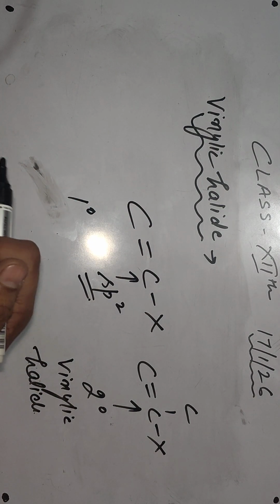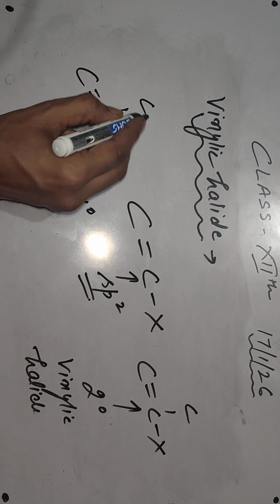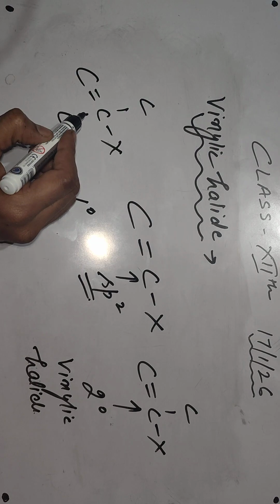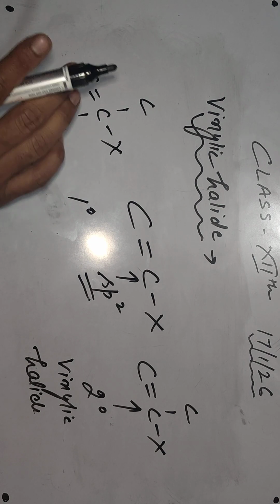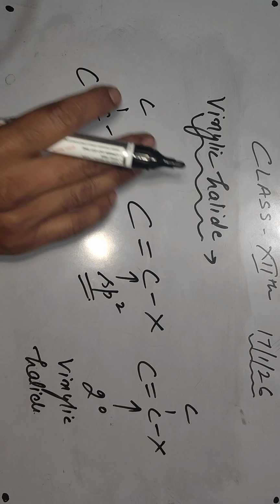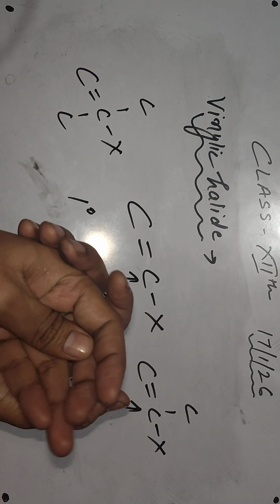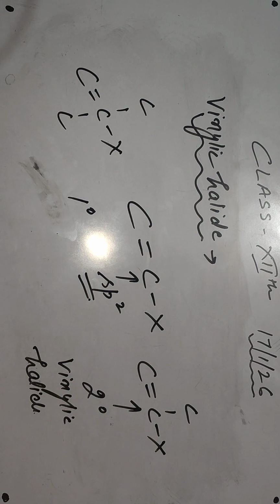If I talk about 3 degree vinylic halide, they are not possible, because to make it, I have to do something like this. You can check the carbon is making 1, 2, 3, 4, 5 bonds, which is not possible for a carbon. So vinylic halides are of 2 types: 1 degree vinylic halides and 2 degree vinylic halides. So I hope you got haloalkane and its types, and other halides like vinylic halides, benzylic halides, and allylic halides.